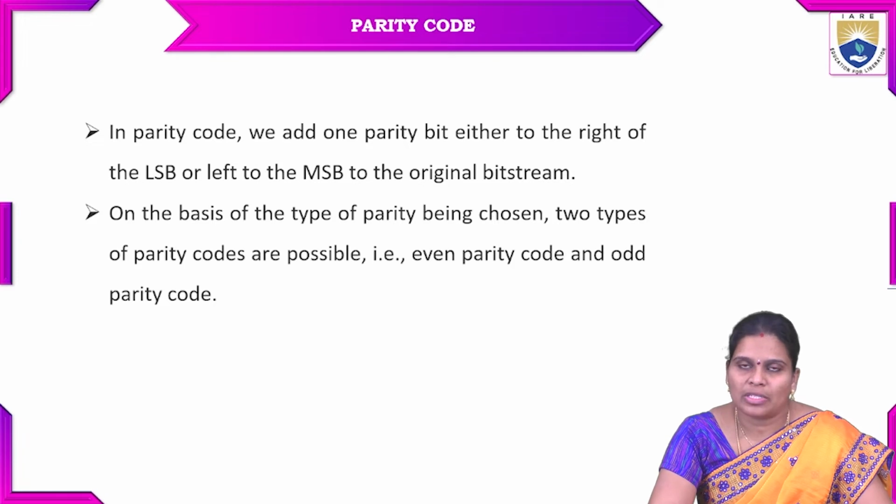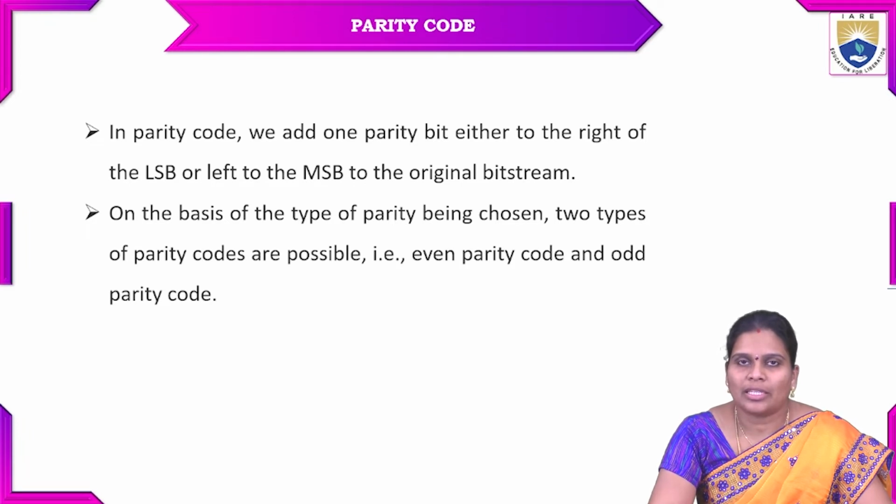Zeros and ones only. For example, we are giving some data, say 0, 0, 1. The right side is the LSB, the least significant bit, and the left side is the MSB, the most significant bit. So we are giving some value.